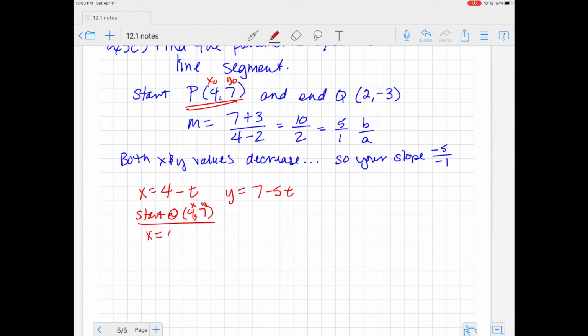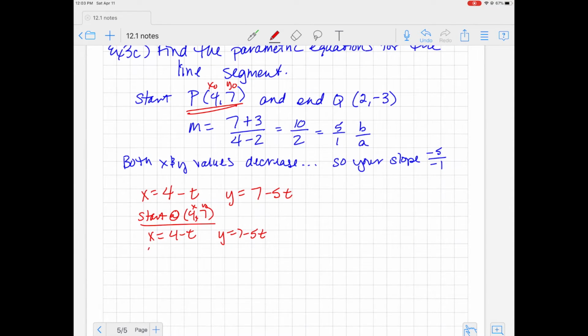If x is equal to 4 minus t, I'm solving for t here, that's what we're trying to figure out. And y is equal to 7 minus 5t. So I'm plugging in, my x goes in place of the x, and my y goes in place of the y. All right, try again. So now I have 4 of 4 minus t. If I subtract 4, I have 0 is equal to t.